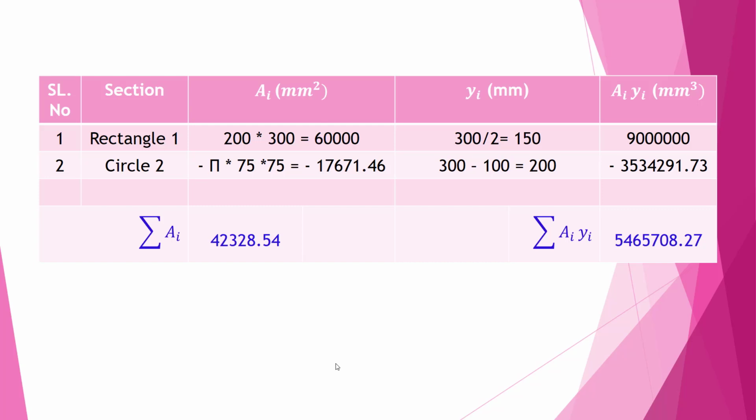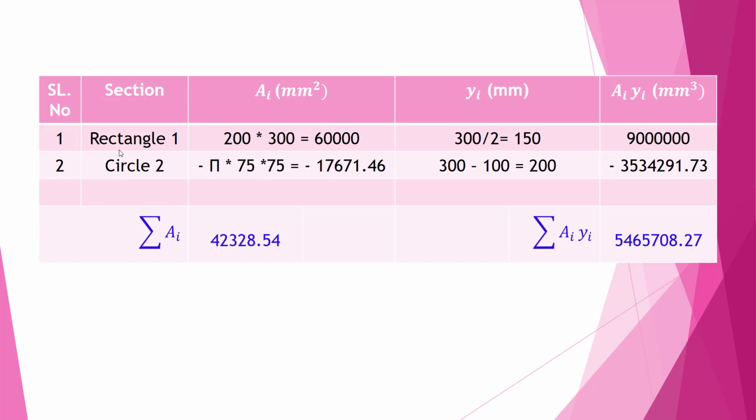Now the table here consists of 5 columns. The first column denotes the serial number, second column denotes the shape of the simple figures, third column denotes the area of the simple figures, fourth one shows the distance of CG of simple figures from the reference x axis, and the last column shows the product of ai and yi. Now let us take one by one.